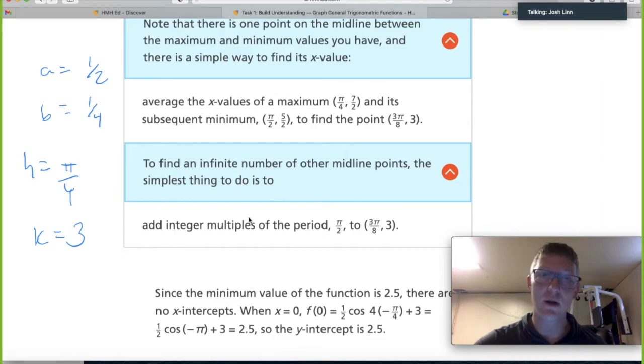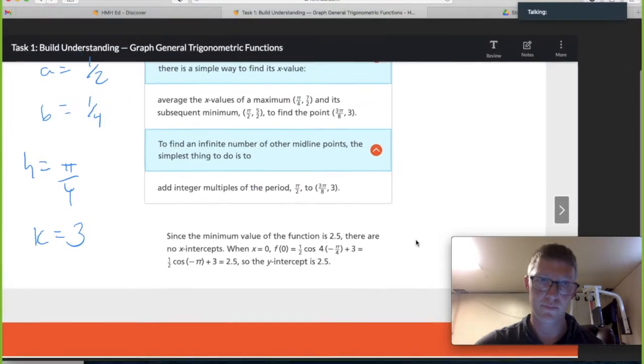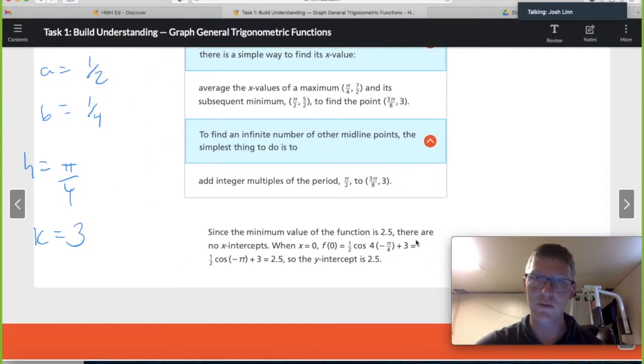And then define an infinite number of points, add integer multiples of the period. In this case, the period is 2 pi times 1/4, which is pi over 2. And so every pi over 2 period, the graphs are going to cross the midline. Since the minimum value of the function is 2.5, there are no x-intercepts when x equals 0.